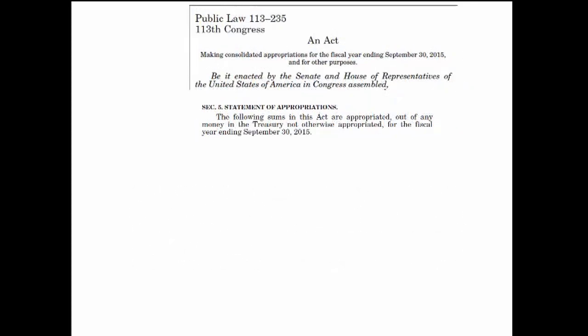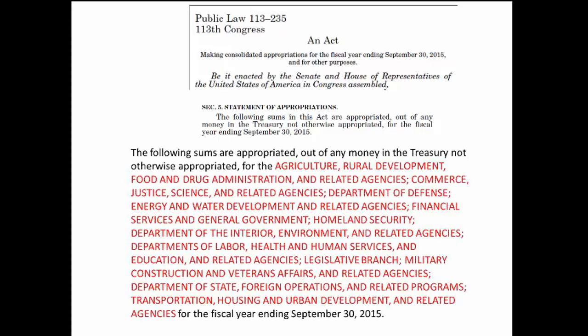Note the difference in the statement of appropriations for the Consolidated Act. Here it gets its own separate section, and Congress does not even attempt to list all the recipients. Why is this? Because they would have to list all the appropriation subcommittees receiving appropriations. So who are these potential recipients?